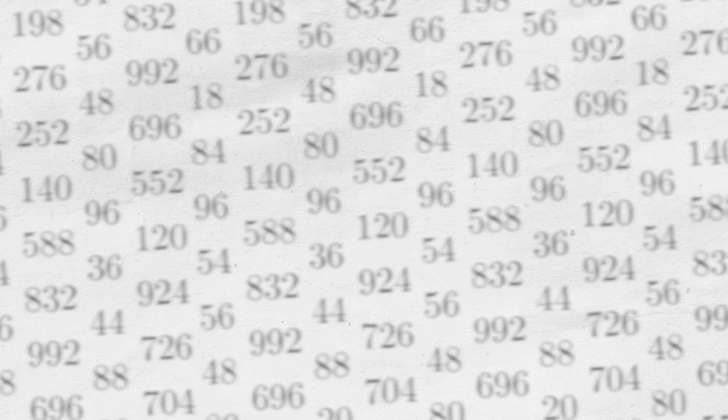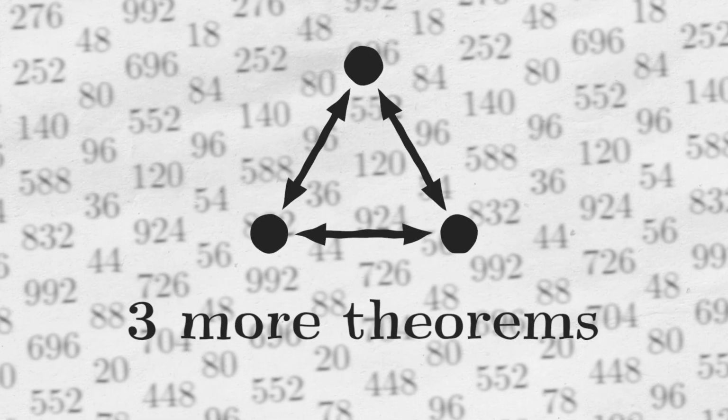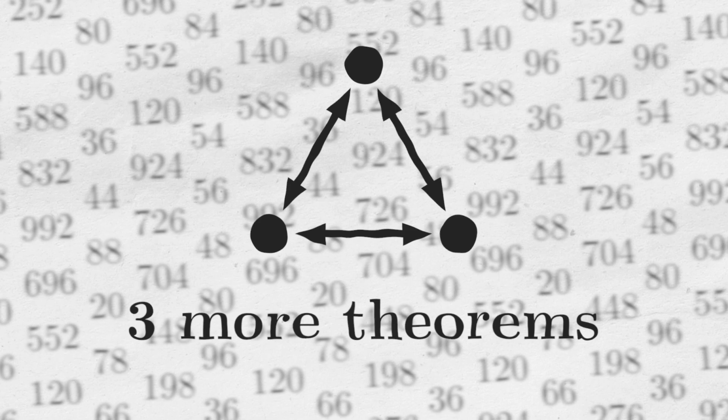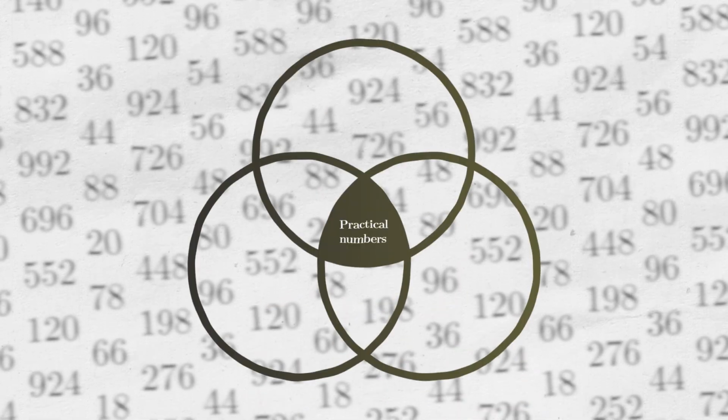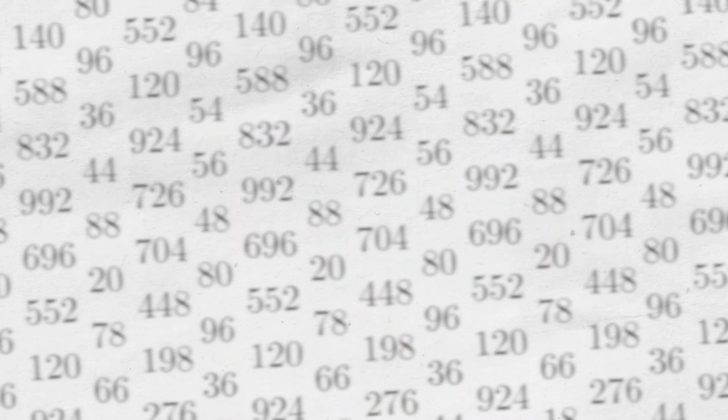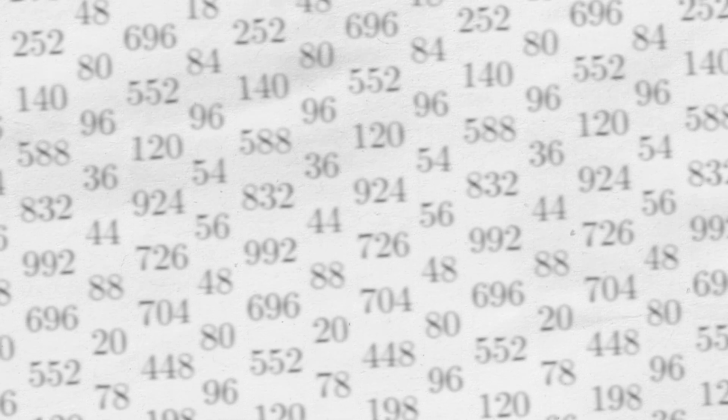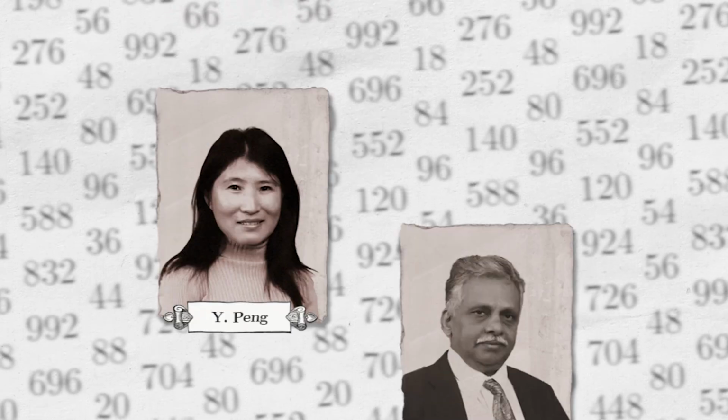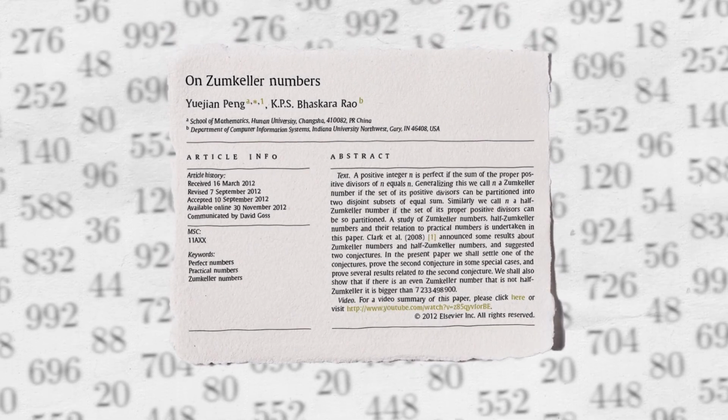Now I'm going to show you 3 more theorems, all connected to each other in all sorts of ways and neatly presented in a Venn diagram. The first one is a fairly new and unknown result. It was first proved by Peng and Bhaskara in their work on Zumkeller numbers. It starts with a simple definition.